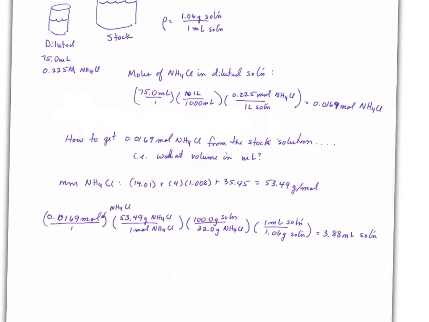So this is all about the stock solution now. So I go from moles that I know needed to have been transferred, the 0.0169 moles of ammonium chloride. I use its molar mass to get to grams of ammonium chloride. And then the weight percent was given, 22.0 grams of ammonium chloride per 100 grams of solution. So that will give me the grams of solution. And then if I go ahead and knock in the density, which is 1.06 grams of solution per milliliter solution, the transfer volume must have been 3.88 milliliters of solution. Yes, only worth 6 points.